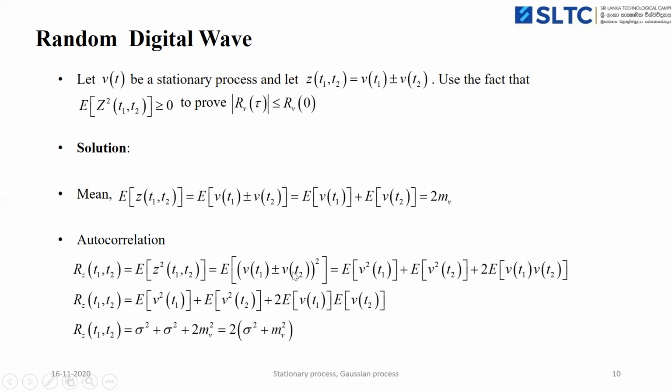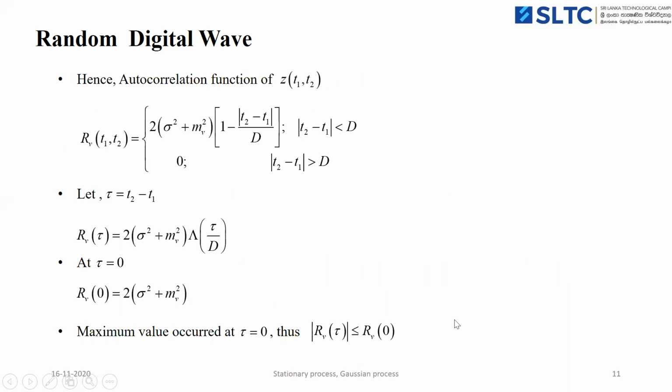So here we can see the expectation of v squared of t is a mean square value, the variance of the random process, so sigma square. The expectation of v squared of t2 is again sigma square, and the expectation of v of t1 is the mean value, so m_v squared. So 2 m_v squared. So here 2 sigma square, 2 m_v square, 2 is common, take outside. Therefore the autocorrelation function is 2 into sigma square plus m_v square.